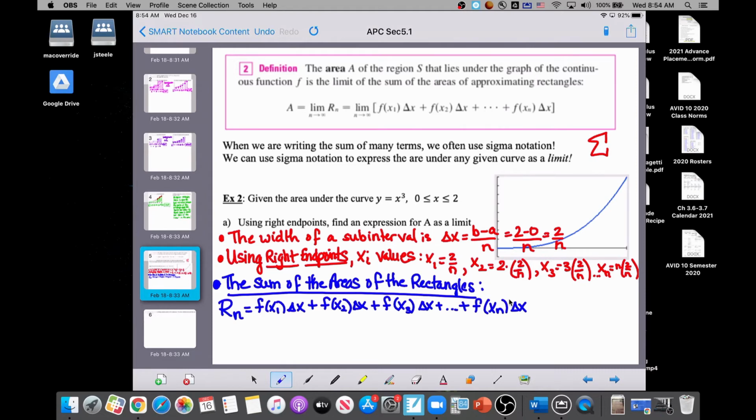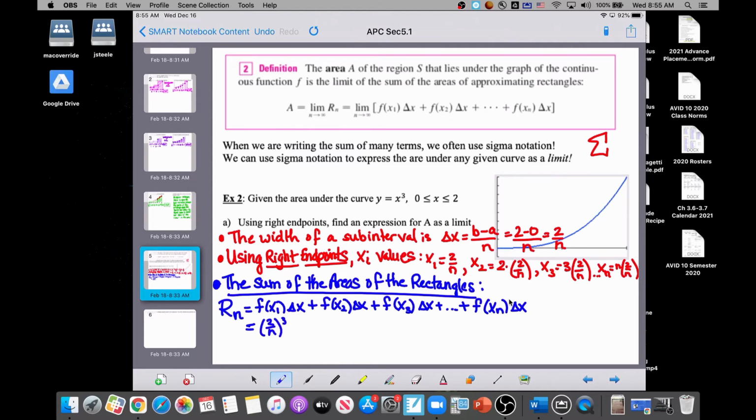Okay, so we can go ahead and we can plug these values in, and we can come up with an expression using those terms that we've created. Okay, now we know that our function is y equals x cubed, right? So the height of our function, or our f of x1, is going to be our x1 value, which was 2 over n, plugged into our function, which is something cubed, so it's going to be 2 over n cubed.